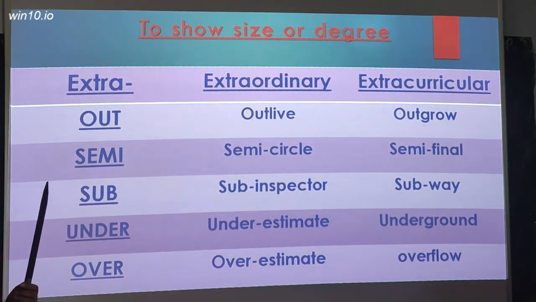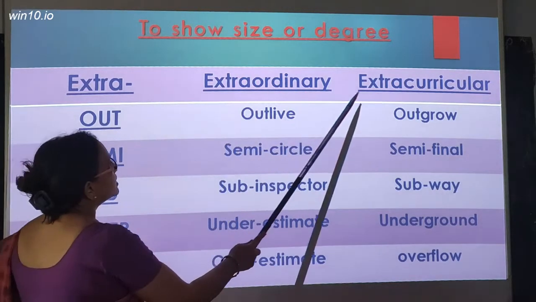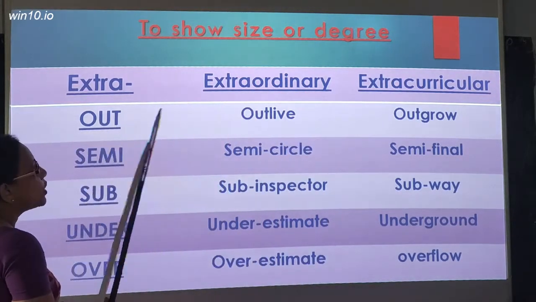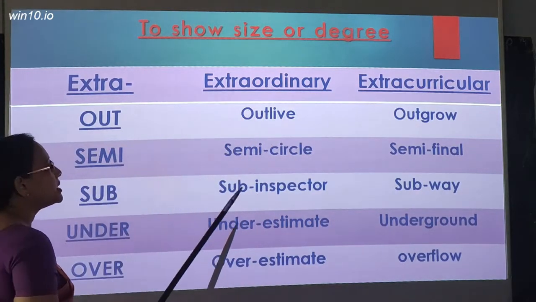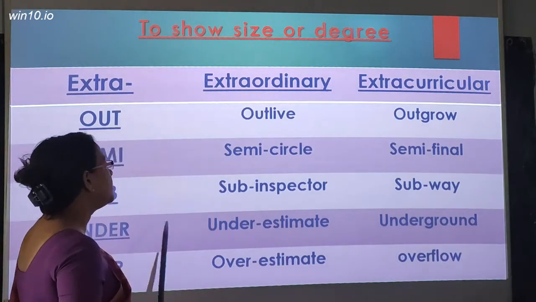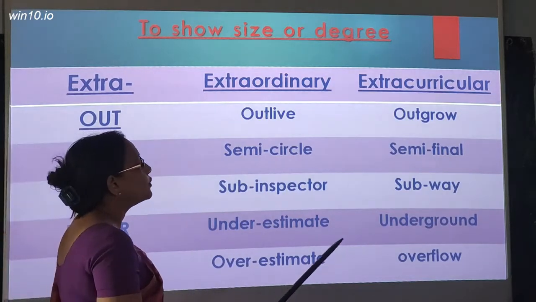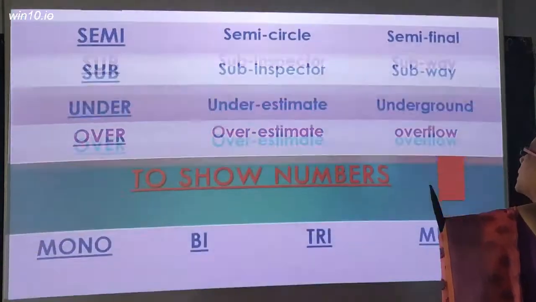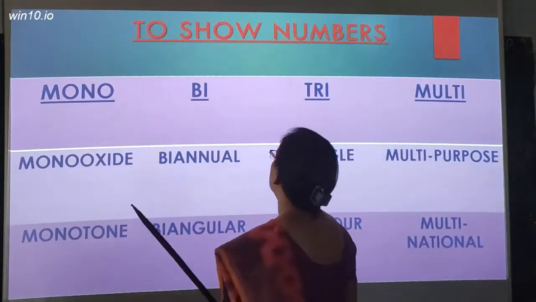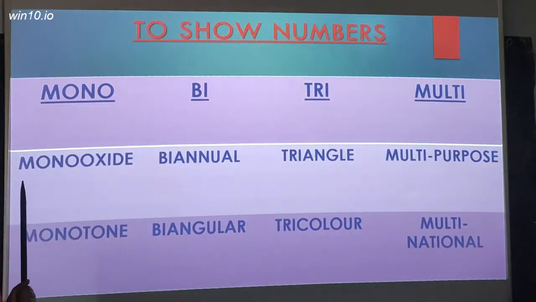Now we have some more examples of prefixes which show size or degree. Here extra, extraordinary, extracurricular, sub-inspector, sub-rate, under, you can make underestimate, underground, and overestimate and overflow. So these are some prefixes to make new words, and some more prefixes before us to show numbers.